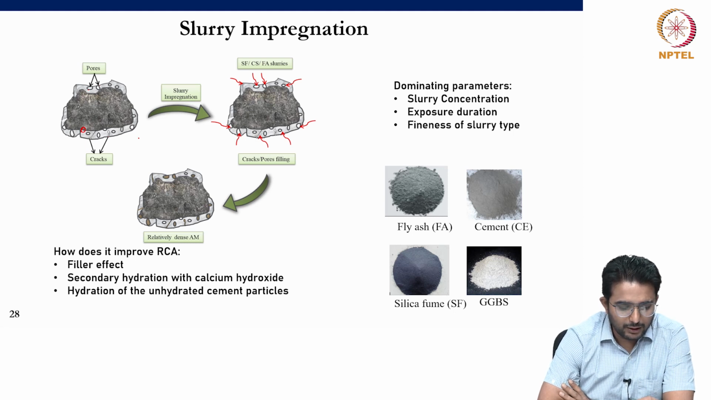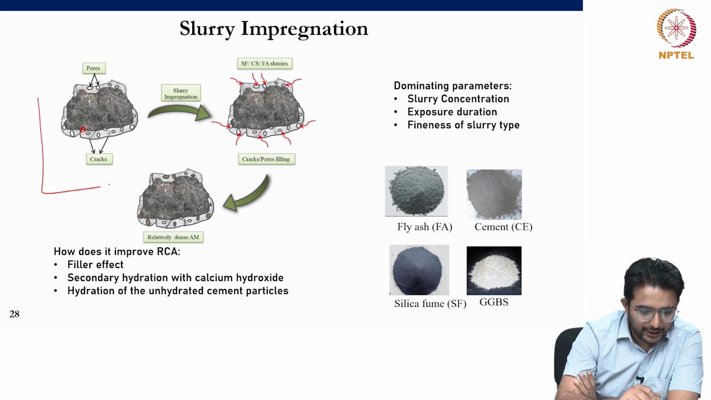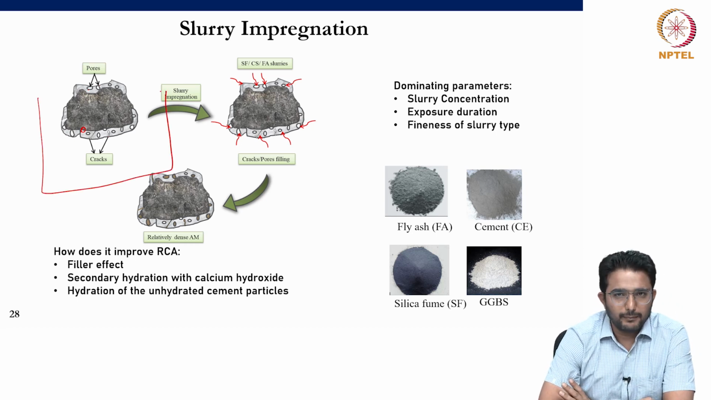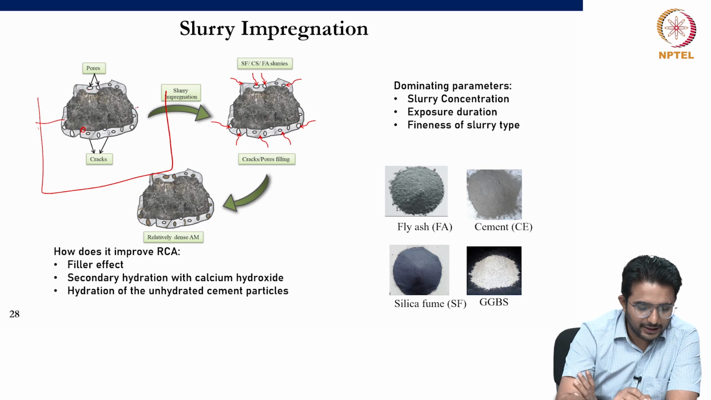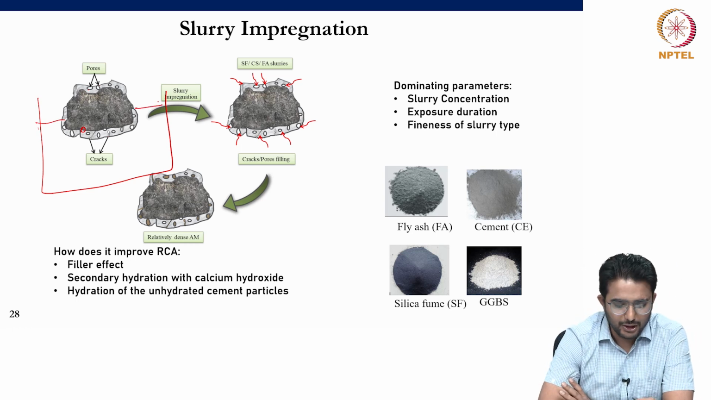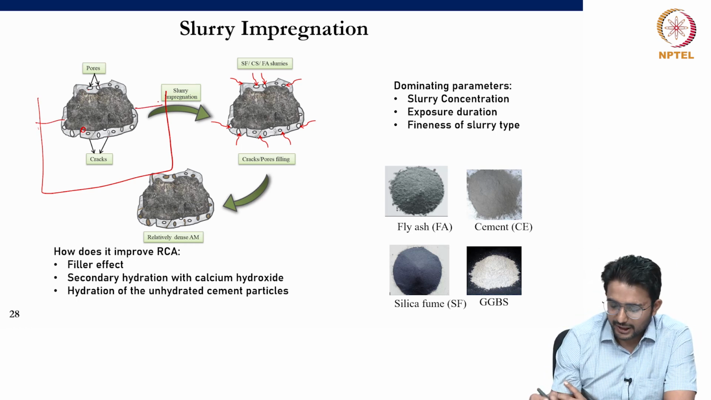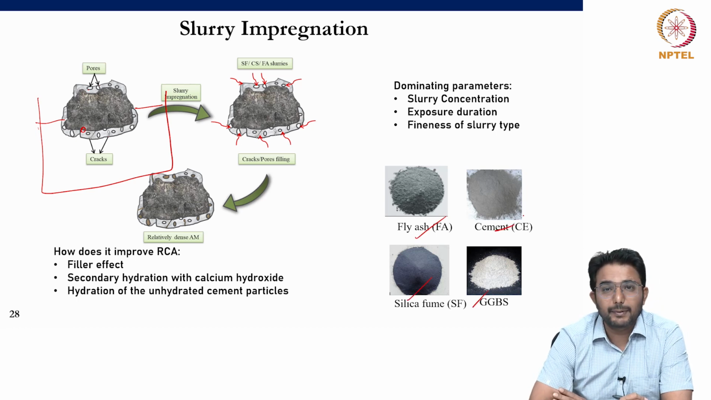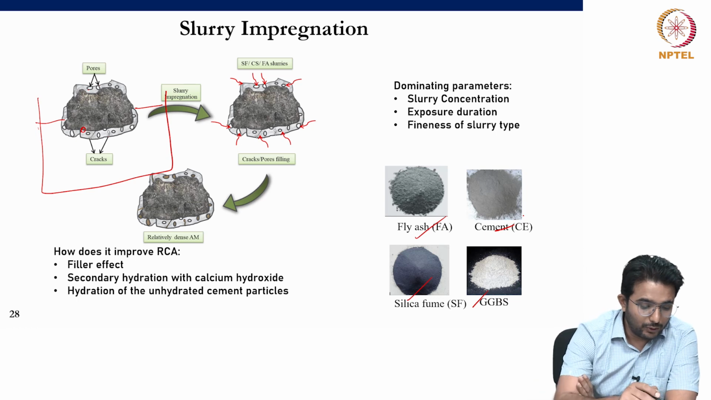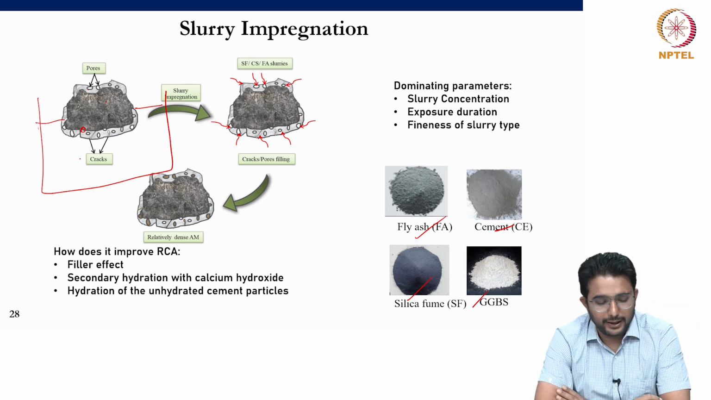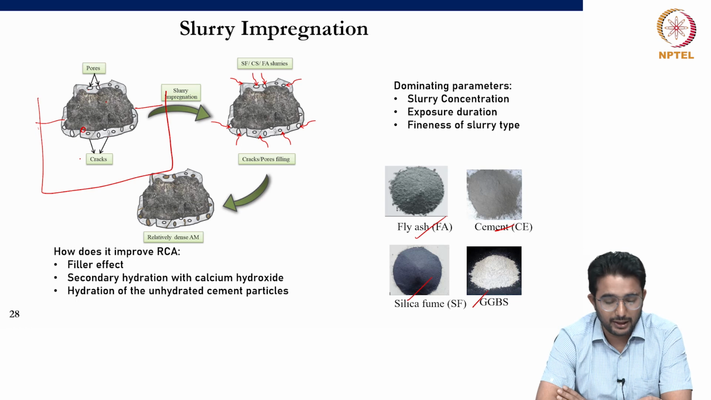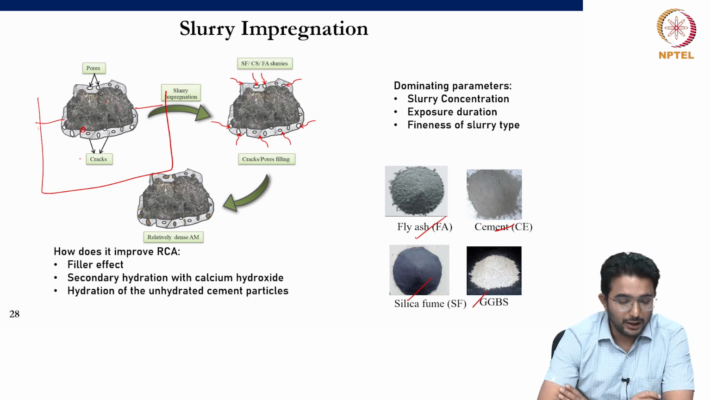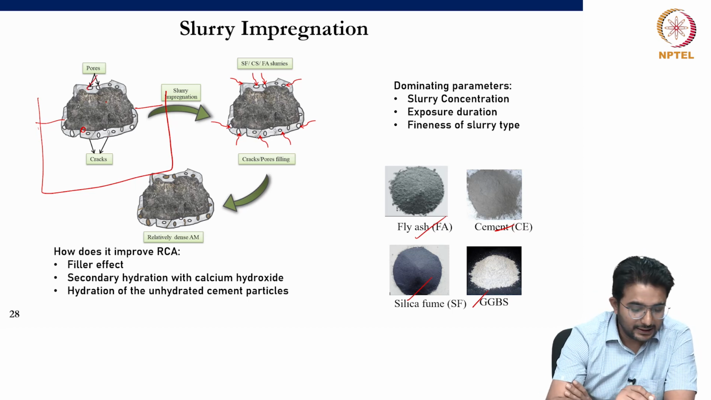So what we can do is place these recycled concrete aggregates in a bucket, and this bucket will have slurries made with different mineral admixtures. They could range from fly ash and silica fume to granulated blast furnace slag, or in fact cement slurry can also be used. So when these aggregates are submerged in slurries made with different mineral admixtures, SCMs or cement, at different concentrations, the pores are filled and the cracks are addressed.